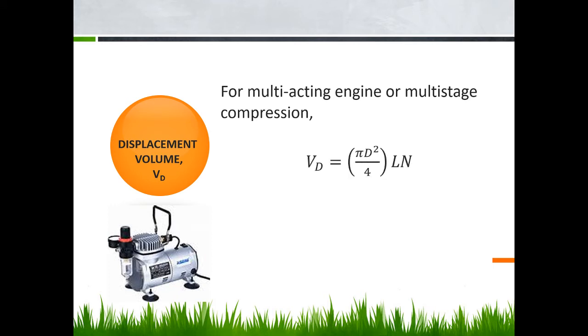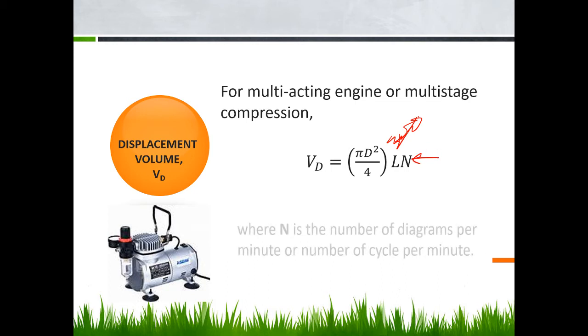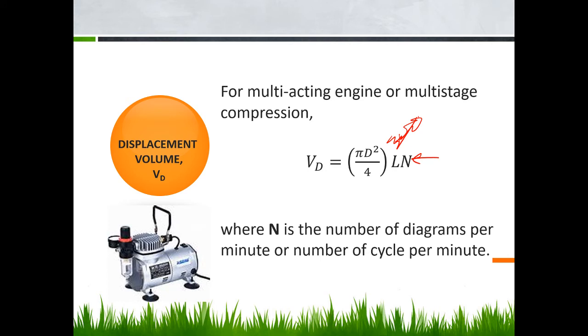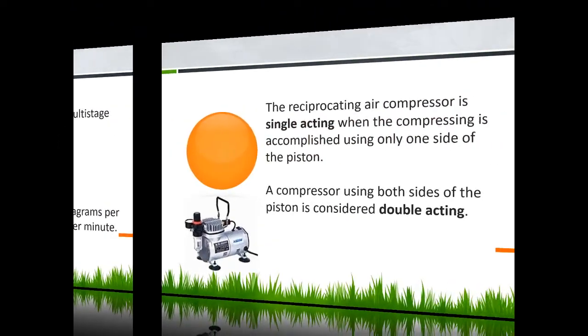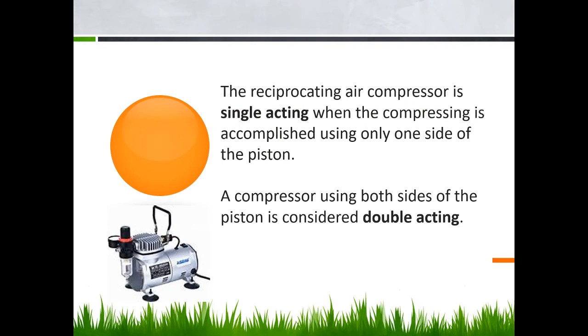What if we have a multi-acting engine or multi-stage compression? So, we just multiply that with the number of stages, N. So, N is the number of diagrams per minute or the number of cycles per minute.